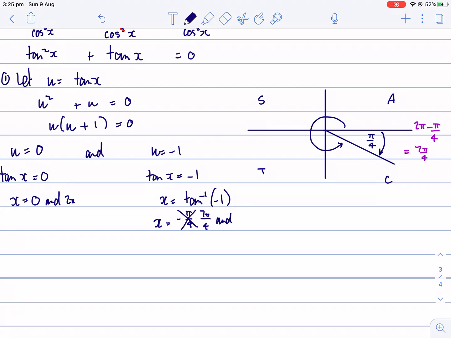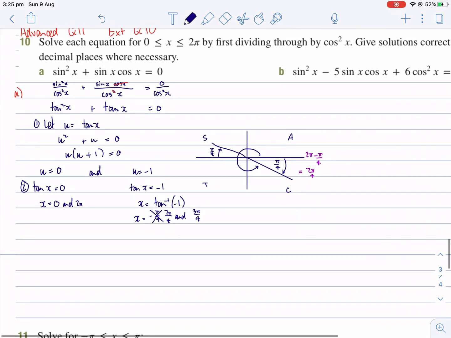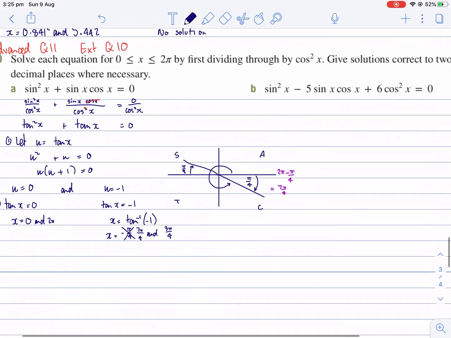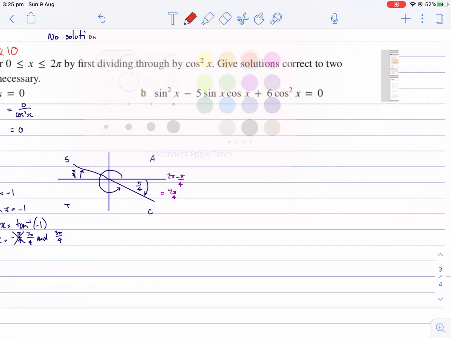And of course, because we wanted it when it's negative, it's also going to be negative here. So going back pi/4 from pi is 3 pi/4. Okay, question B.